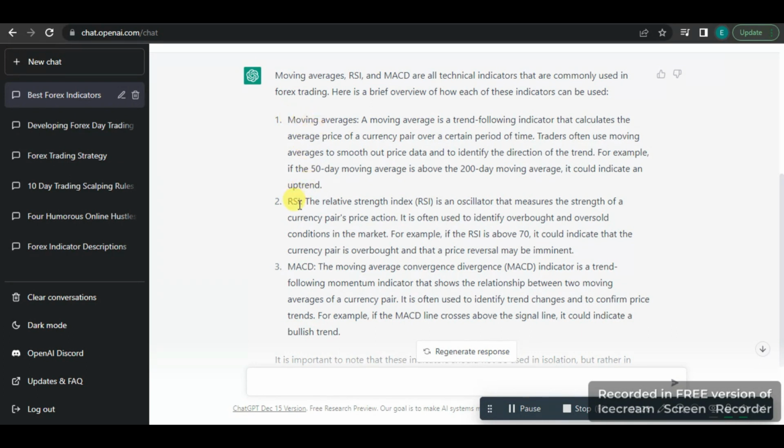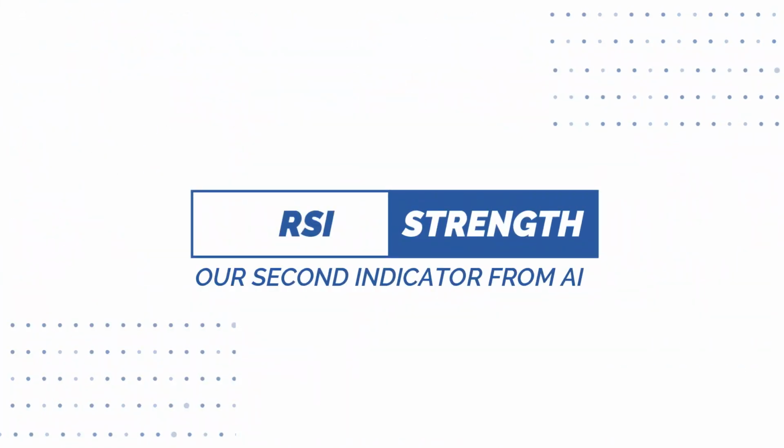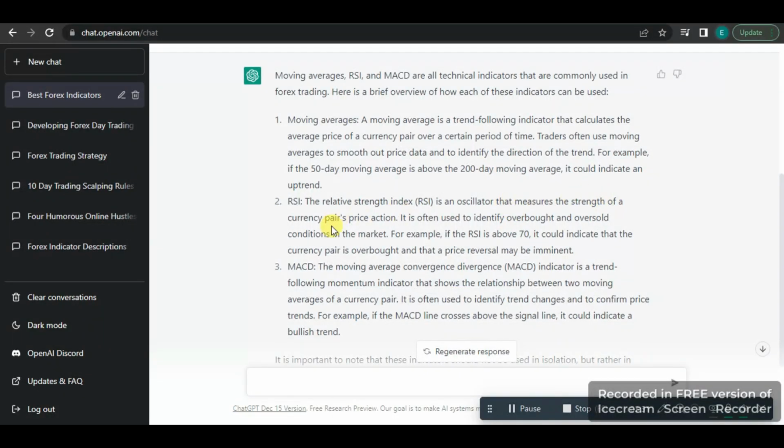Then number two is the RSI. The relative strength index is an oscillator that measures the strength of the currency pair price action. It is often used to identify overbought and oversold conditions in the market. For example, if the RSI is above 70, it could indicate that the currency pair is overbought and that a price reversal may be imminent.